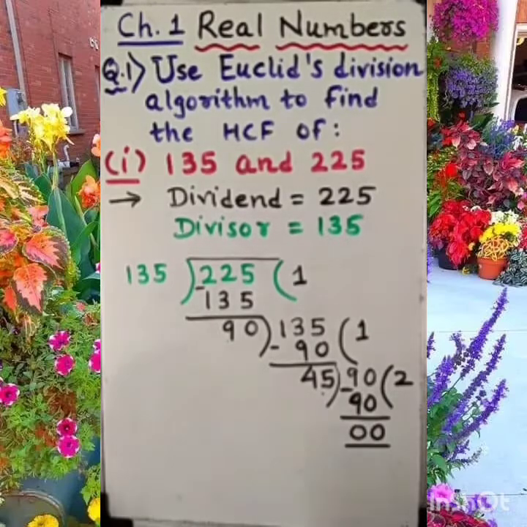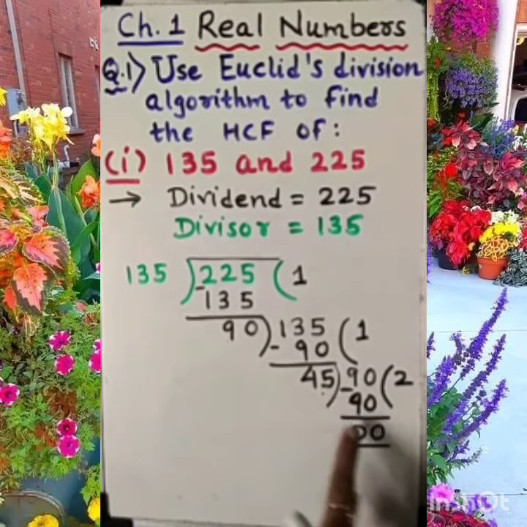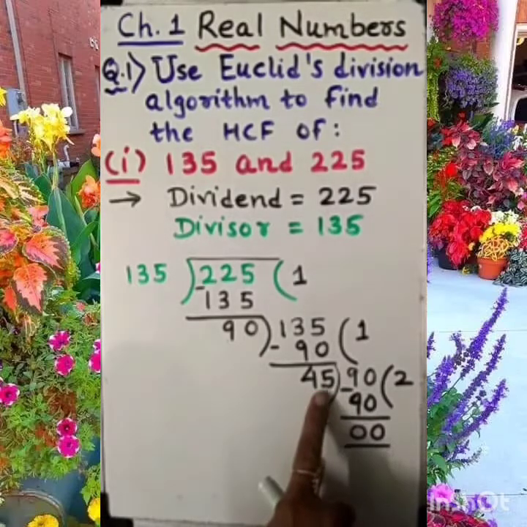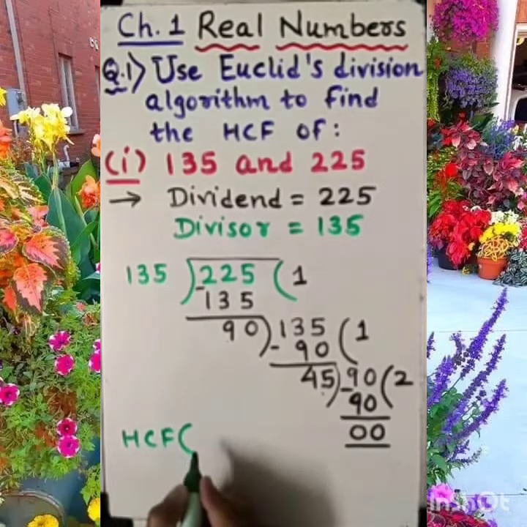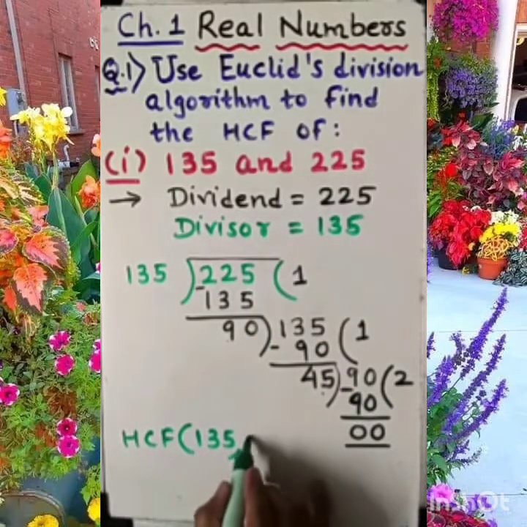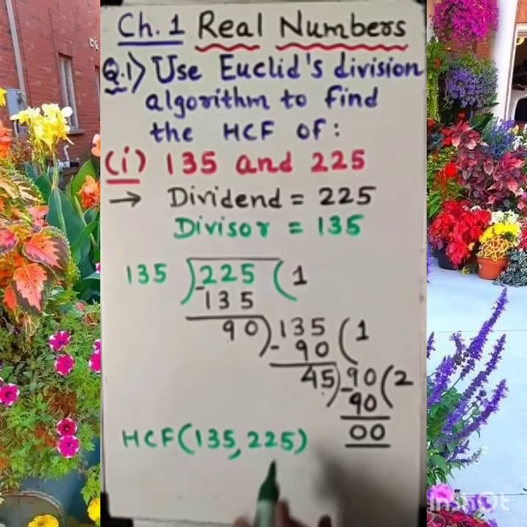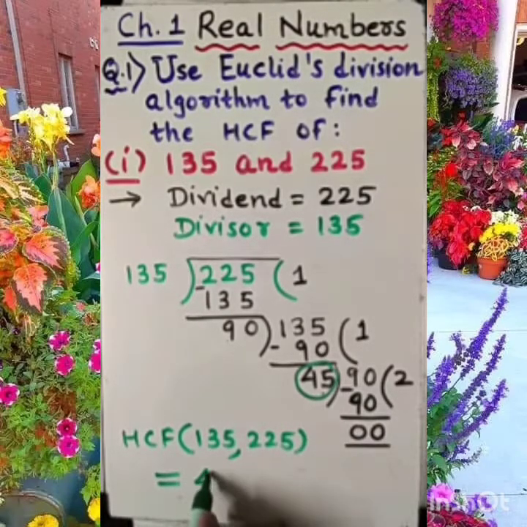So how to justify the answer? What will be the answer? Of course, this divisor, where we are getting remainder 0, that will become the HCF. HCF of which two numbers? That is, the first number is 135, another number is 225. The HCF of these two numbers is this number, that is 45. So this is the complete solution. We have solved this by Euclid's division algorithm.